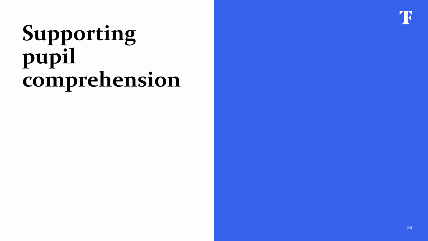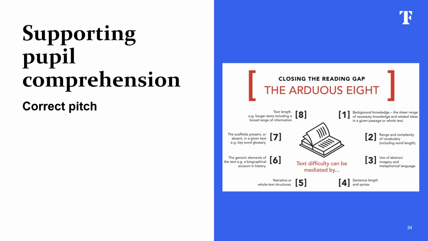Now, there are several things you can incorporate into your classroom practice to support pupils' comprehension. The pitch of the text needs to be what Alex Quigley calls the Goldilocks degree of difficulty. Difficult, but just right. This is vital because if a text is too hard, the strategies that come after this may support pupils' understanding, but it's most likely their comprehension of the text will be poor. Alex Quigley talks about 8 different features that can determine the level of challenge a text will present. He calls these the arduous 8. Take a moment to read the main features that determine text difficulty in the diagram on the right hand side.